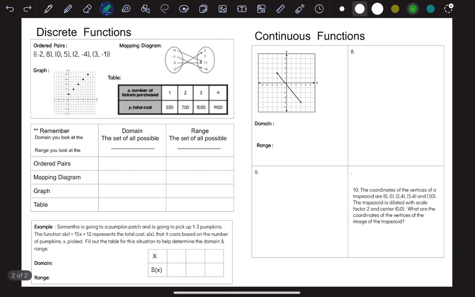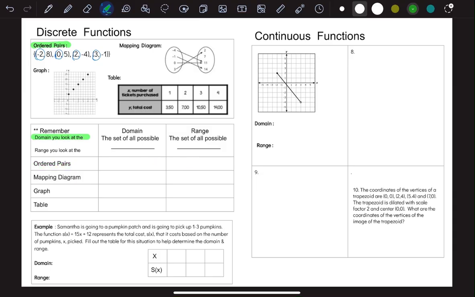All right, now we're going to get into some examples of different representations showing discrete functions. We'll start with ordered pairs. Ordered pairs is just a list of points. So in this ordered pair example, our x values are -2, 0, 2, and 3. And we're going to write those values down where it says ordered pair in the domain and range section.